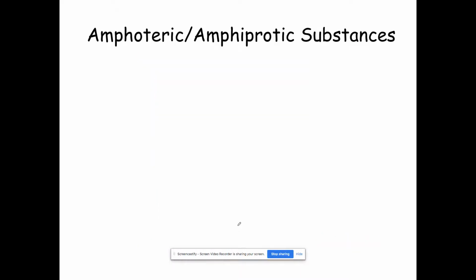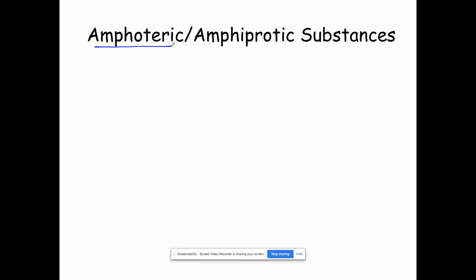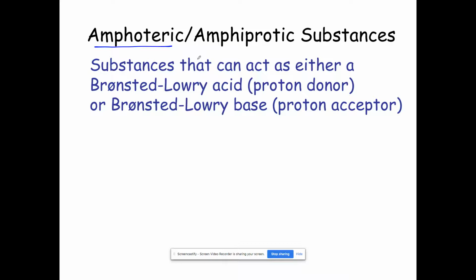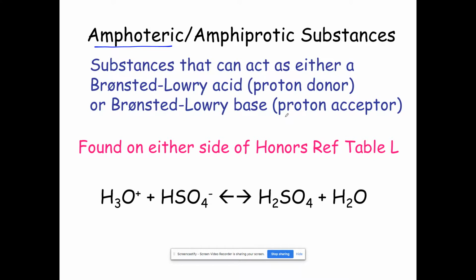Isn't that right? Okay, so here are two terms that you should be familiar with, amphoteric and amphiprotic. I generally use this term, amphoteric. I don't know why. They are synonyms. You can use either one. But what it means to be amphoteric is you can be a Bronsted-Lowry acid or a Bronsted-Lowry base. So it's a substance that can either give away H plus or accept H plus. So if we're using that honors reference table L, they would be found on either side. So here's an example.